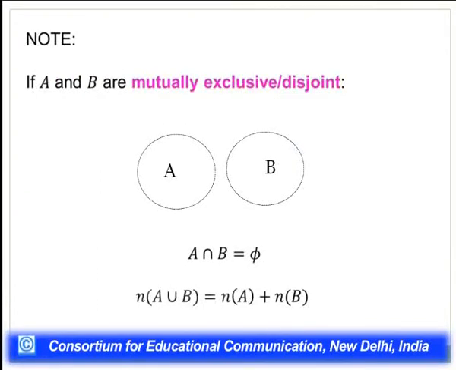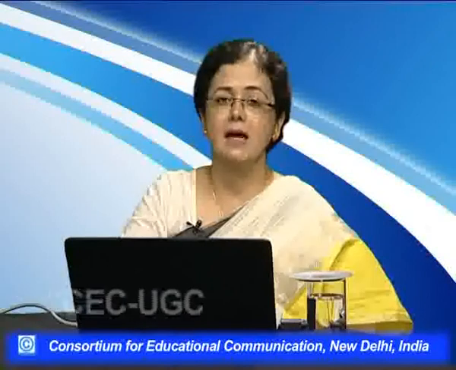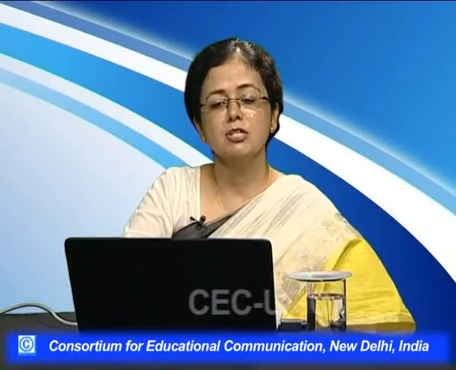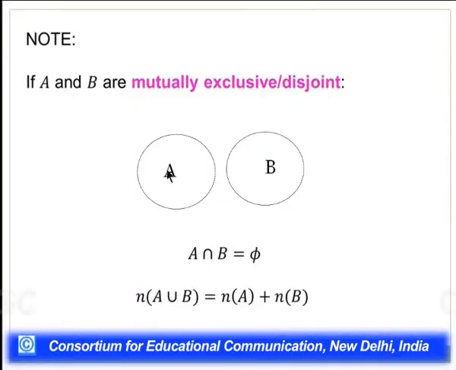Now note here that if we have two sets A and B which are mutually exclusive or disjoint, by mutually exclusive or disjoint I mean sets that have no elements in common. So in terms of a Venn diagram, I'll be just showing two sets which have no overlap between them.